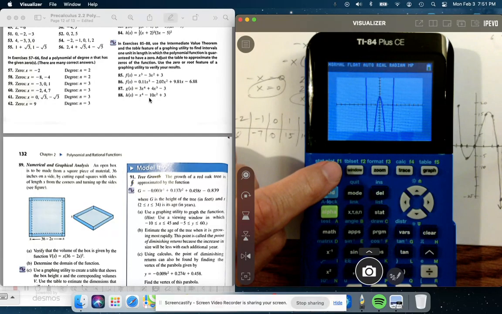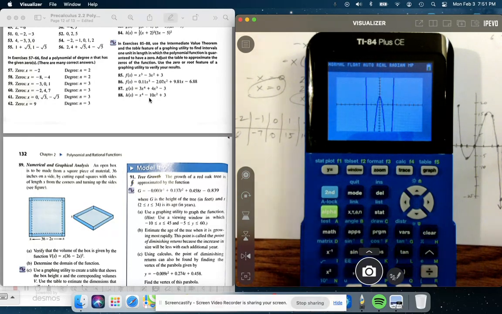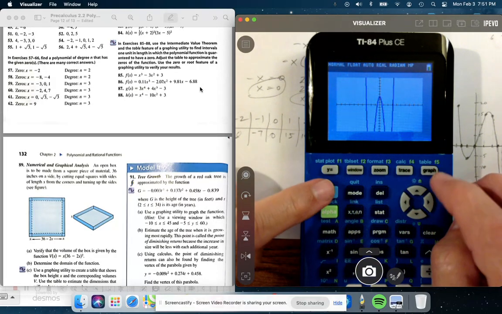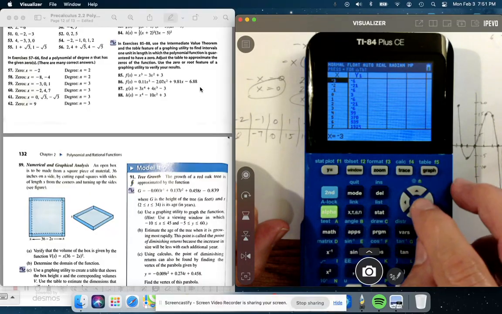Okay. So let's read the directions again. Use the intermediate value theorem and the table feature of your calculator to find intervals in which the polynomial function is guaranteed to have a zero. Okay, so that means I'm going to go to second graph and look at my table.